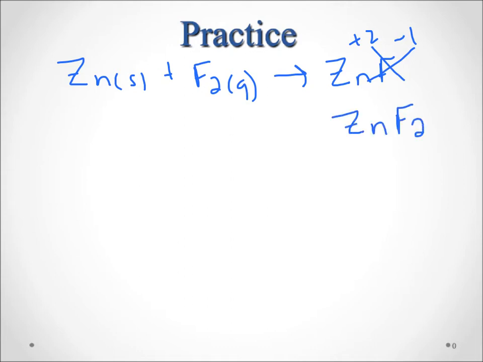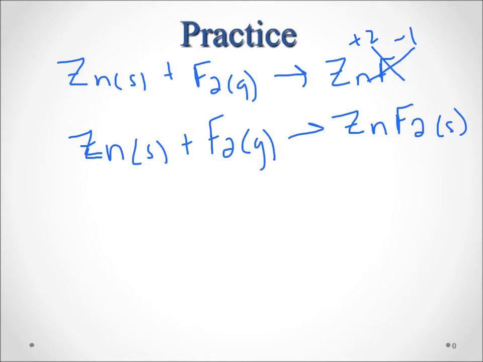ZnF2, which usually if you have a gas going over a solid, you're going to have a solid produced. The gas will just react with the surface of the solid. So now we're going to rewrite all of this. And the last thing we need to do is balance it. Well, we have 1 zinc on each side, 2 fluorines on each side, so it's already balanced.